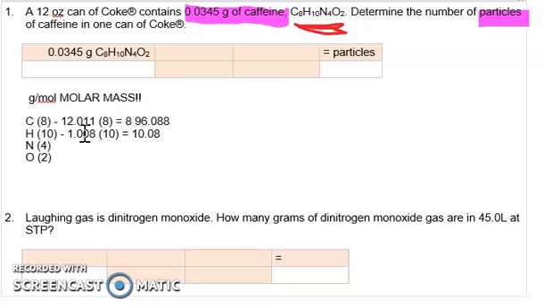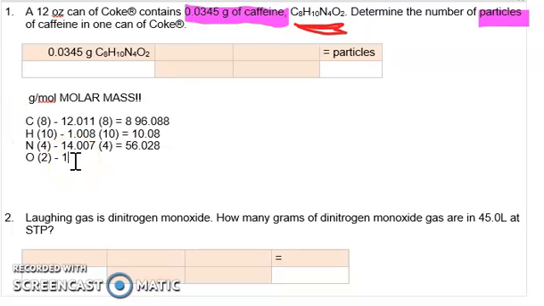Alright, next one. I have nitrogen. I know that the mass of one nitrogen atom is 14.007, but I have 4 atoms of nitrogen because of these little subscripts that you see up here. So I have to multiply 14.007 times 4, and that is equal to 56.028.